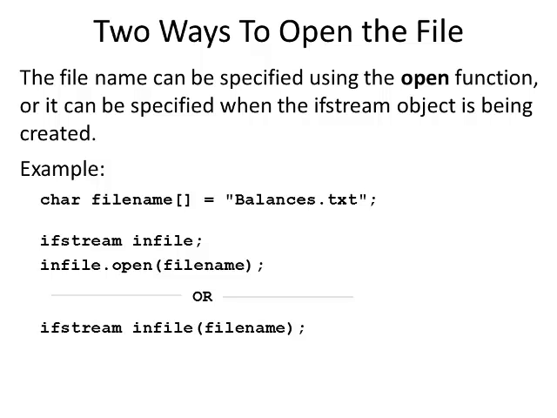I have to use the open command. I'll say include fstream, and somewhere in the program I'll say ifstream infile, semicolon. Infile is going to be the name of the object inside of our program. Now I can say infile.open and then balances.txt. That's going to make the connection between the disk file and my program.